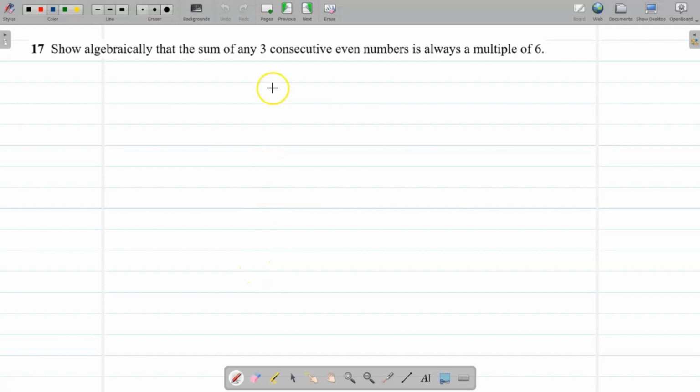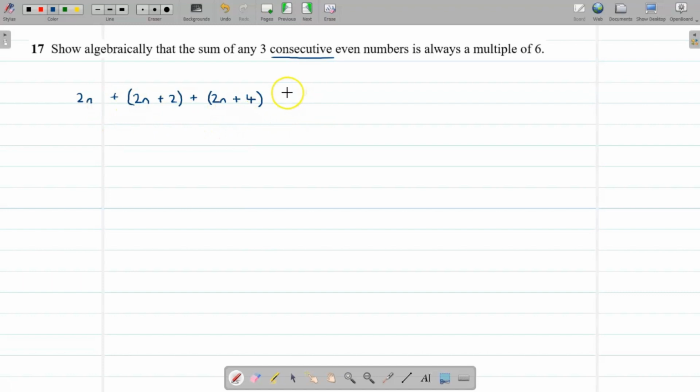Okay, this is about the sum of 3 consecutive even numbers. That means one after the other. So if we just said the first one was 2n, then the next one would be 2n plus 2, and the next one would be 2n plus 4. So they are 3 consecutive even numbers. I'm just going to put brackets around there just to separate the numbers from each other.